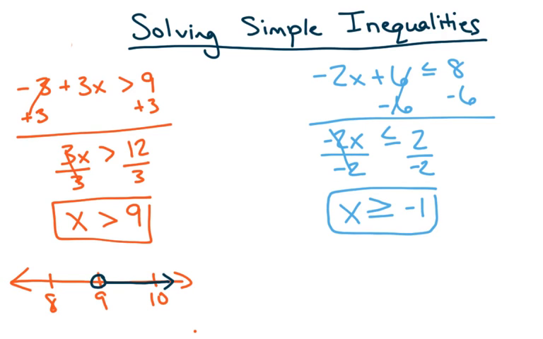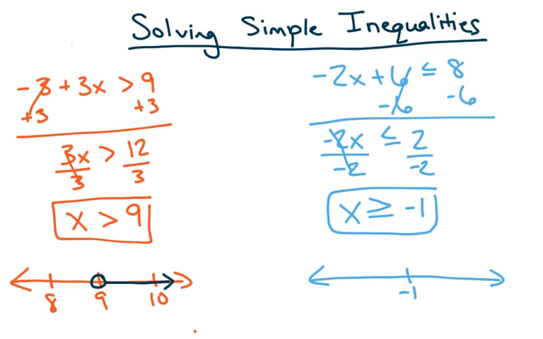That flip of my inequality sign is one of the most common mistakes made when people solve inequalities. And that only happens when you multiply or divide your inequality by a negative number. So for the solution, x is greater than or equal to negative 1.